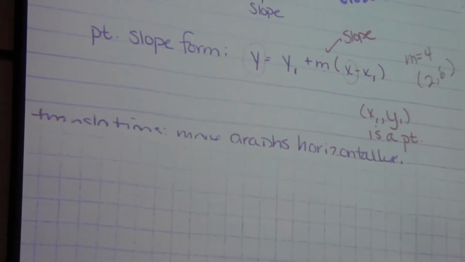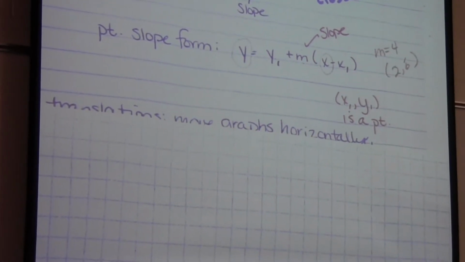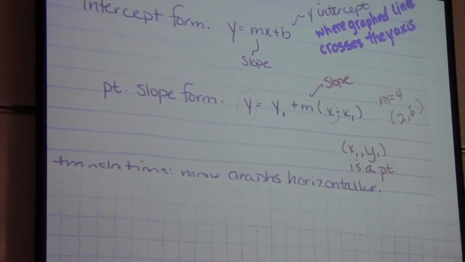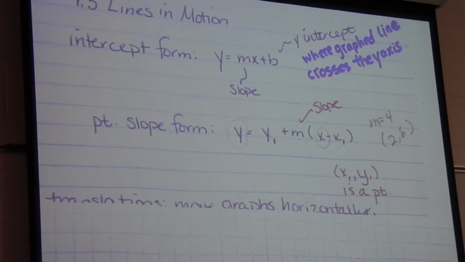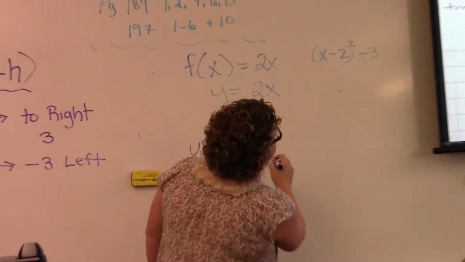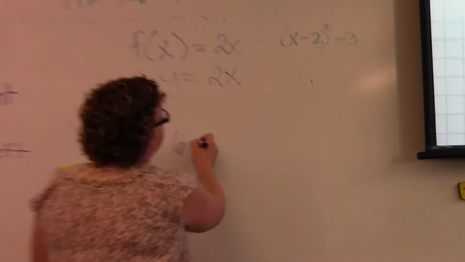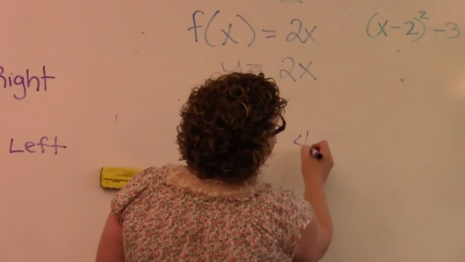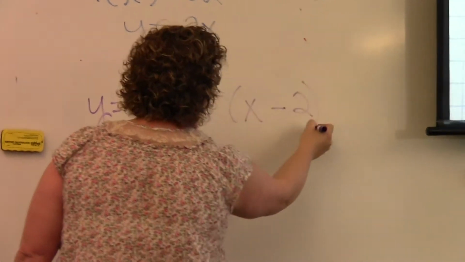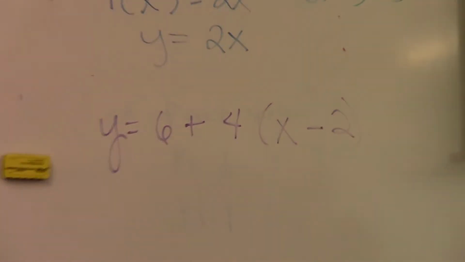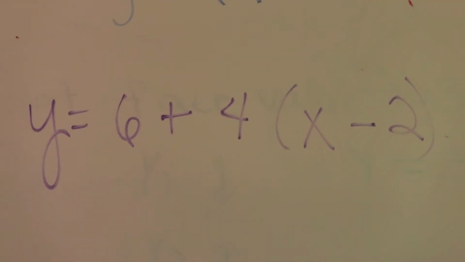And that equation would look something like, let's see if we can put it out here quick for you. If we were given that point and that slope, we would just have y equals the y part of that, which was 6, plus the slope, which we said was 4, times x minus 2. And you could leave it just like that because that's point slope form.